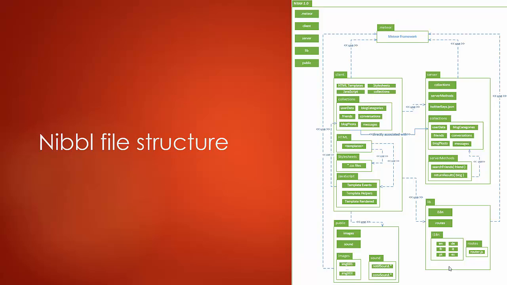Next is the server folder. This contains all server-side code that is not directly accessible by the client. All code contained in this section runs on the server. Contained within this are three main subcomponents. The main collections, which contains the database information on Nibble 2.0. Some of the main collections that you may have to use are the user data collection, the friends collection, conversations, notifications, and messages collections, and the blog posts and blog categories collections.